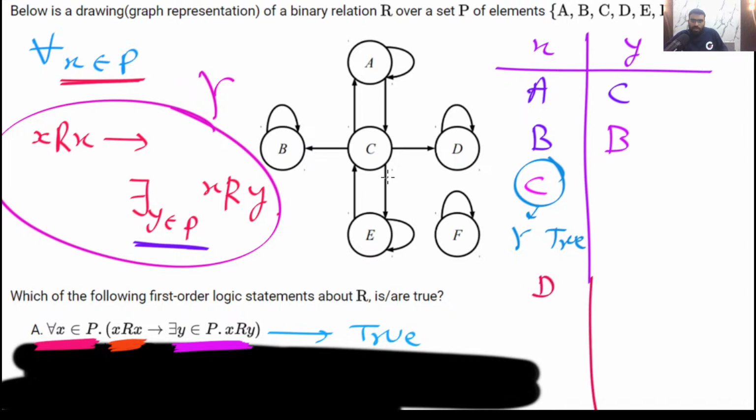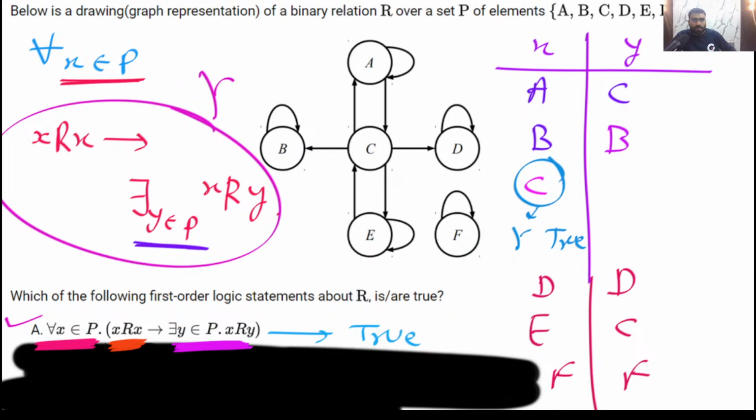For D, you can see D is related to D. So there must be some element to which D is related. Let's check for D. If x is equal to D, then D is related to D, so yes, there is an element to which D is related. For E you can take E, or C also, no problem. For F you can take F. So you can see that option A is actually true.